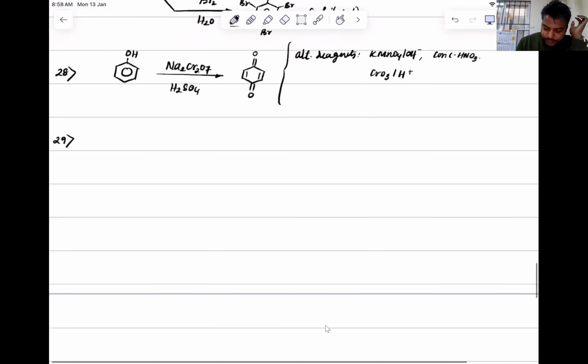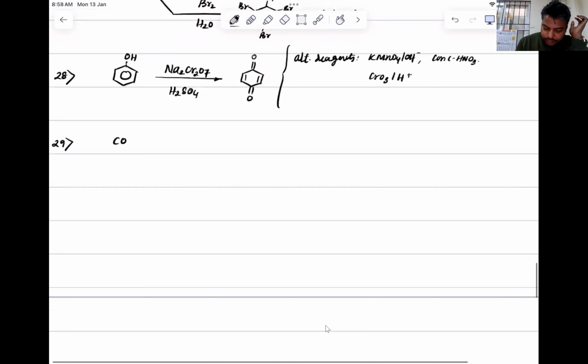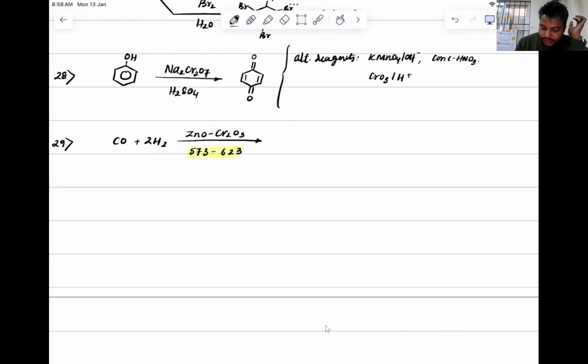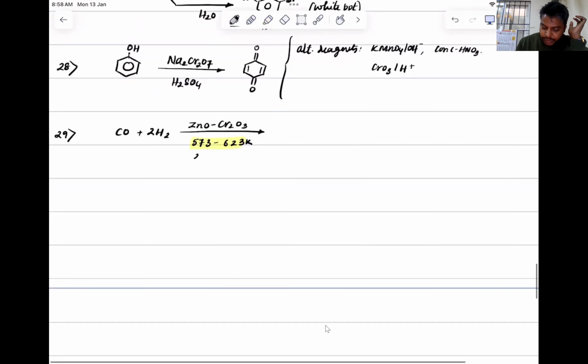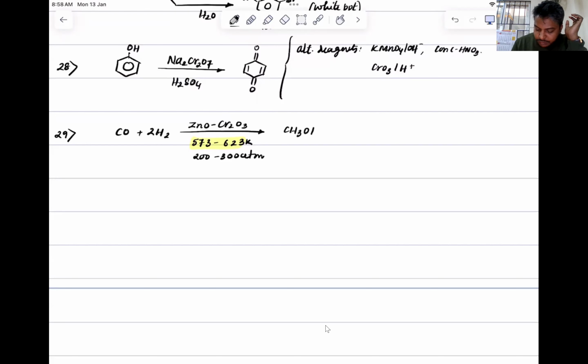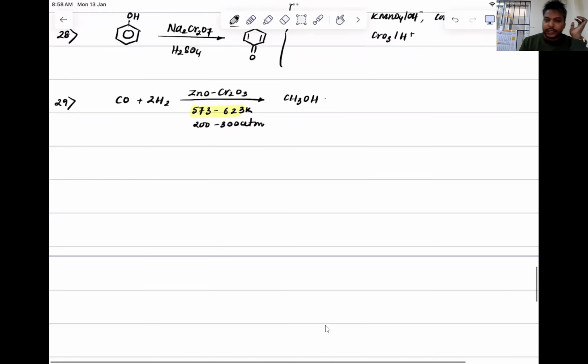Next, CO plus 2H2 in the presence of ZnO, Cr2O3. Reaction condition is very important: 573 to 623 Kelvin temperature, and 200 to 300 atm, high pressure. Then what we shall get is methanol. Got it? This is directly given in NCERT, so remember it.